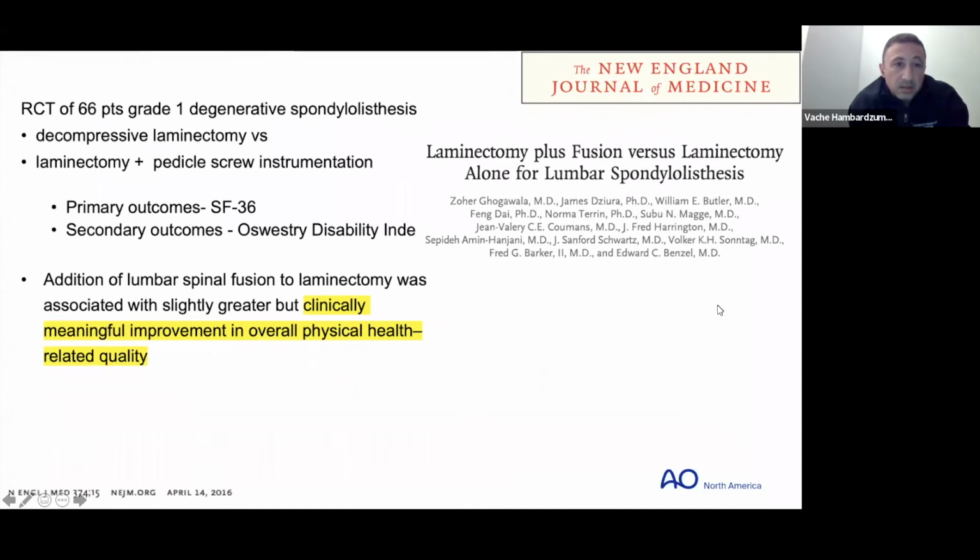This is another study, a randomized controlled trial published in the New England Journal of Medicine. Here the authors compared laminectomy alone versus laminectomy and fusion. They concluded that patients who had fusion had a clinically meaningful improvement in overall physical health-related quality of life. Next slide, please.